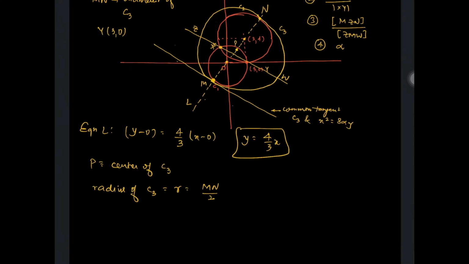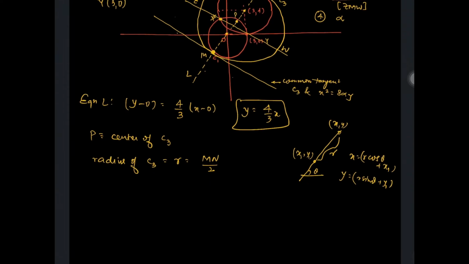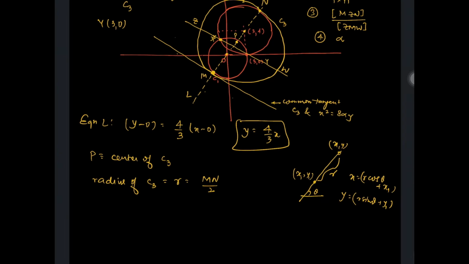So for that we will use this concept, that if I have a point (x1, y1) whose slope I know, and if at any distance r I need to find the point (x, y), then x is r cos theta plus x1, and y is r sin theta plus y1. So similarly, if I want to get the coordinate of N, I can write from 3, 4.